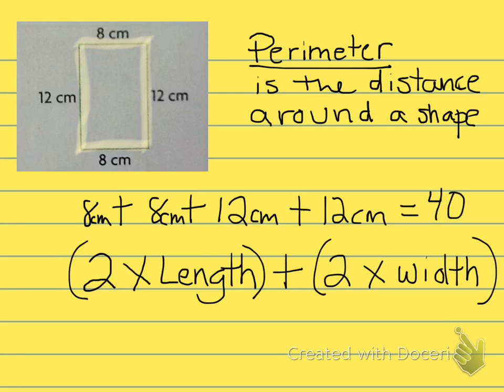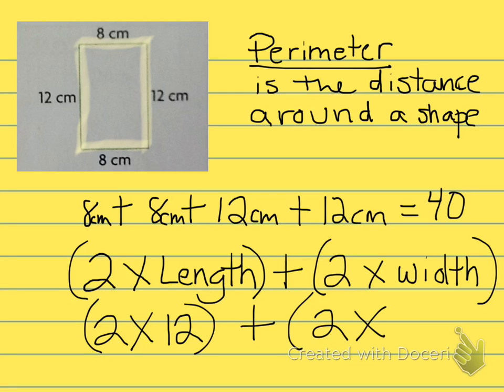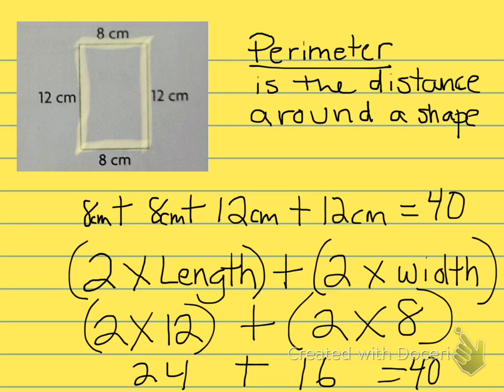So I'm going to call the side with 12 centimeters the length. 2 times 12 centimeters plus 2 times 8 centimeters. 24 plus 16 equals 40 centimeters. Right, the edge is a line. A line is one-dimensional, so it's just centimeters, the unit.